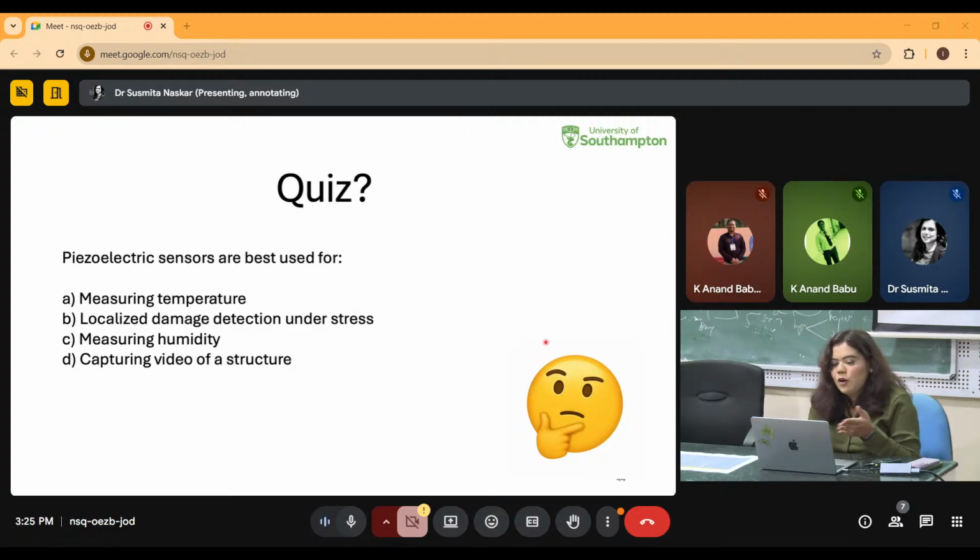Yeah, B is the one, because we are very much interested in local damage detection under certain kinds of stress. We are talking about mechanical stress here. That's the best place when we talk about it. When we talk about temperature change over a huge range, or humidity, definitely we cannot do that. When we talk about capturing video, that means you are using a laser with a drone. We cannot do that using PZT, right? So B is the correct answer.